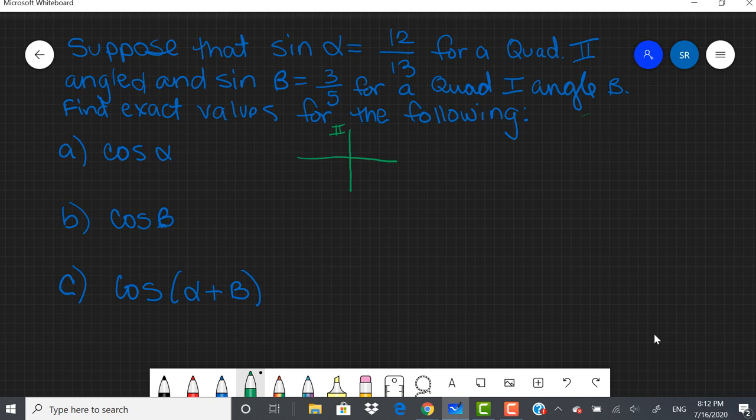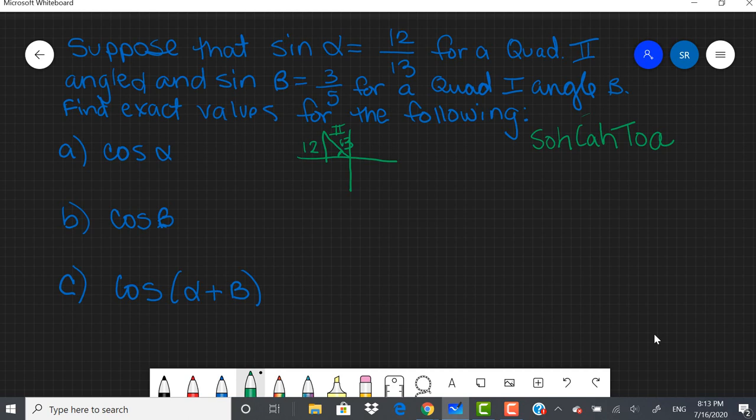So let's go ahead and figure out what it would be. I'm going to make a little triangle there. We know that sine of alpha, this is my alpha right there, is 12 over 13. Remember from SOHCAHTOA, from our other videos and assignments, sine is opposite over hypotenuse. So opposite from the angle is this 12, and the hypotenuse, always the longest side, is 13.